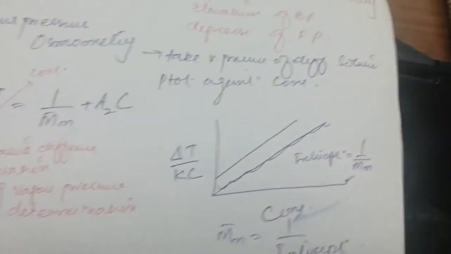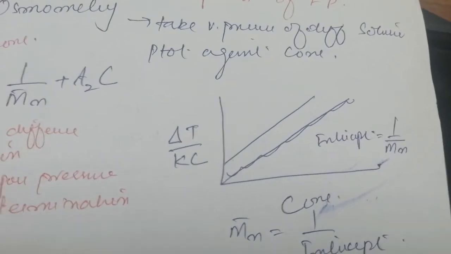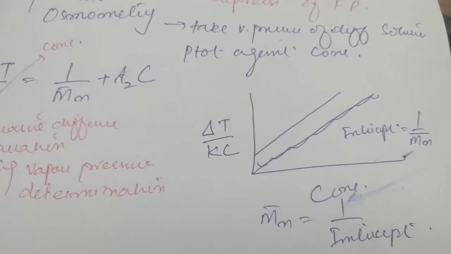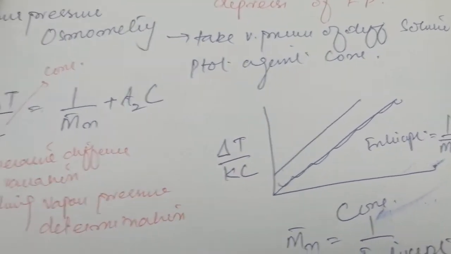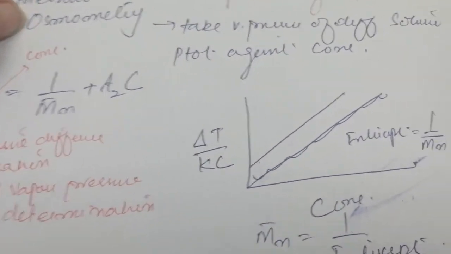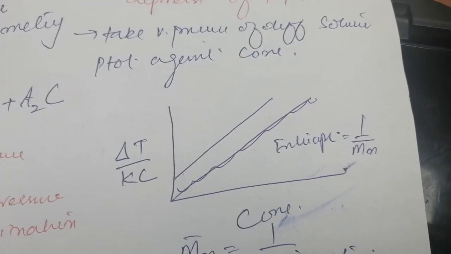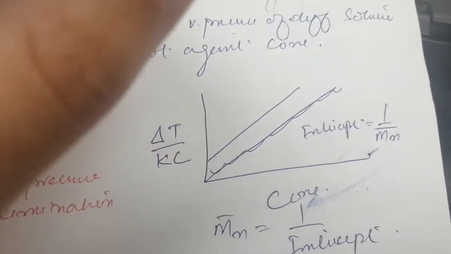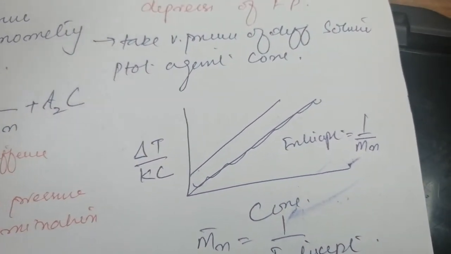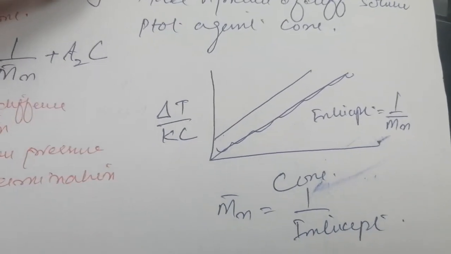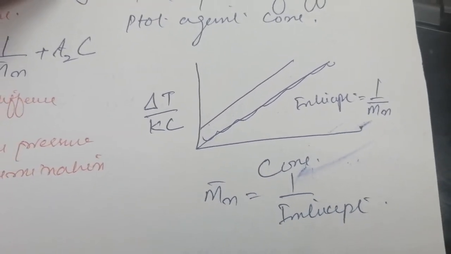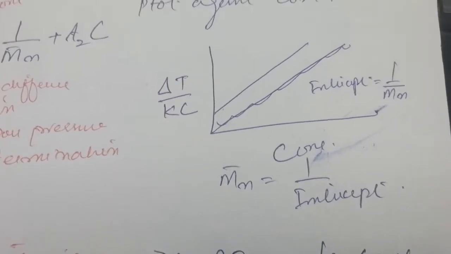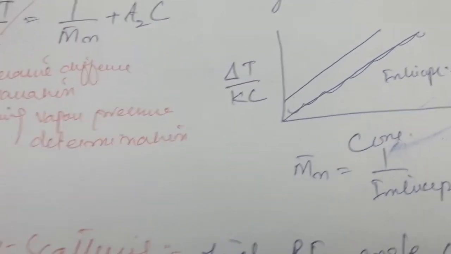So in this way, by using the equation, we are drawing a graph between concentration versus delta T over Kc, right? And by drawing this graph, we are getting the intercept as 1 over Mn, the number average molecular weight. We can rearrange it, so Mn is equal to 1 over the intercept, right? So in this way we are getting the molecular mass of it.